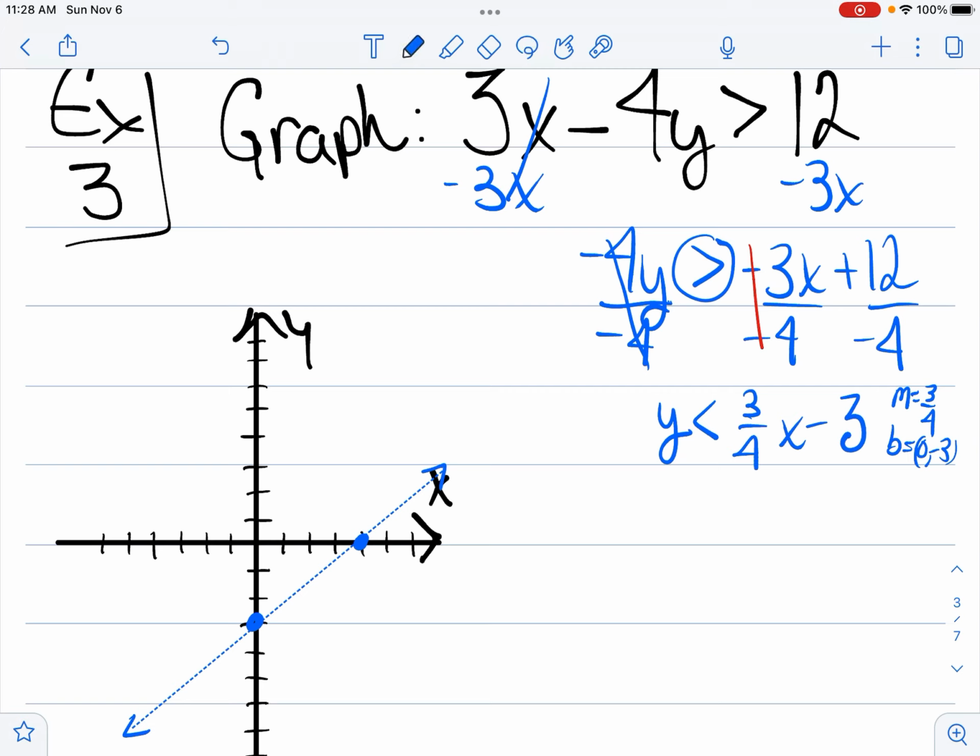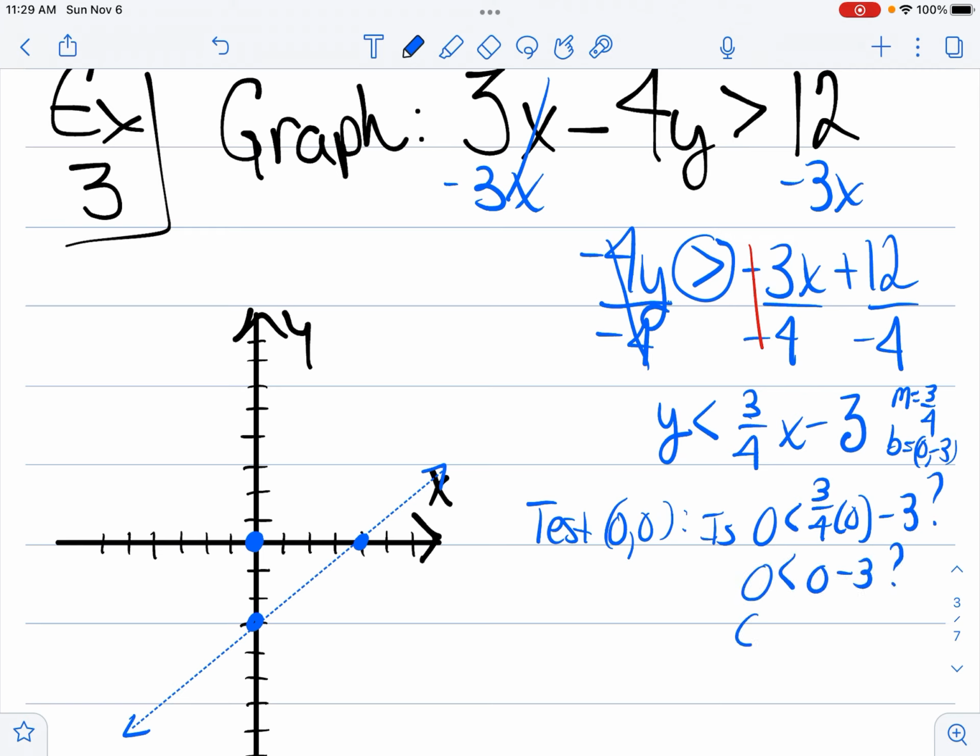Okay, now, again, test the point 0, 0 right there. So if we're going to test 0, 0, then the question is 0 less than 3/4 times 0 minus 3? So go ahead and do the work for that. We get 0 less than -3, and again, 0 is not less than -3. This is false.